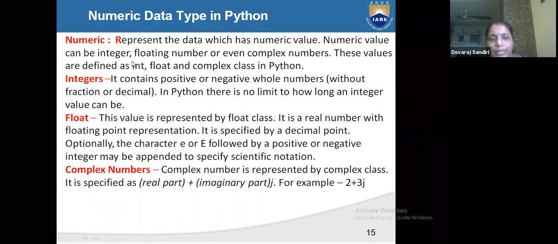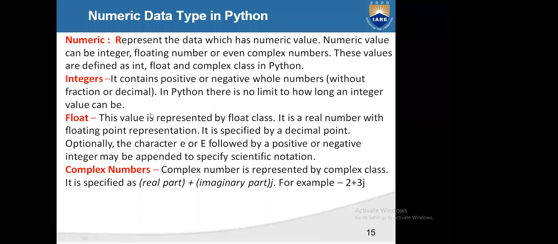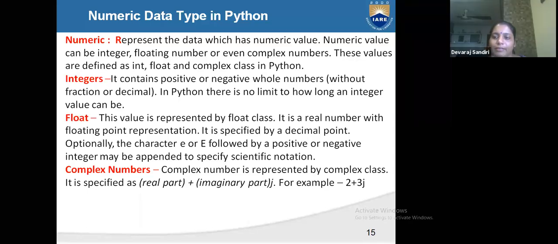A numeric value can be an integer, float number, or even a complex number. These values are defined as integer, float and complex classes in Python. What are integers? Integers mean a positive number, a negative number, or a whole number. Whole numbers are those where we include 0, starting from 0.